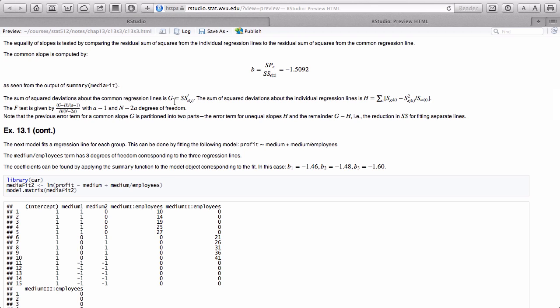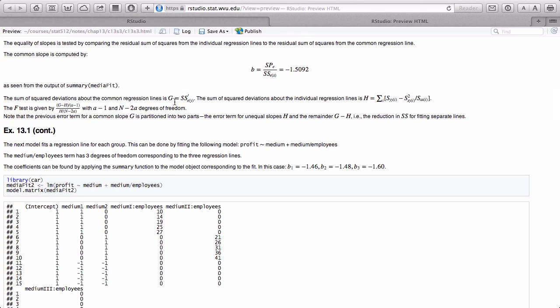So what we're doing here is we're going to take G minus H, and the difference in degrees of freedom is A minus 1. Because in G, we're only fitting one slope, whereas in H, we're fitting A slopes. In our case, A is 3. So in the case of H, we're fitting 3 regression lines, whereas with G, we're fitting 1. There's 1 common slope, so the difference in our case is 2. But in general, it's A minus 1.